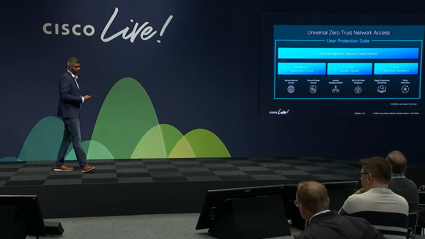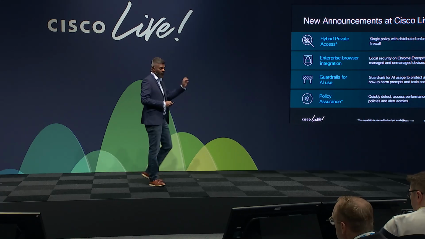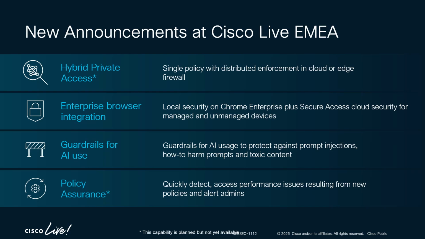Now, there are some key announcements that we have made this week, and I want you to walk through them a little bit. The first one is hybrid private access. What this allows us to do is enforce a single policy with distributed enforcement in both the cloud and the edge firewall. I will go into a little more detail on what this offers in the next couple of minutes, but I just want to give you a little highlight here.